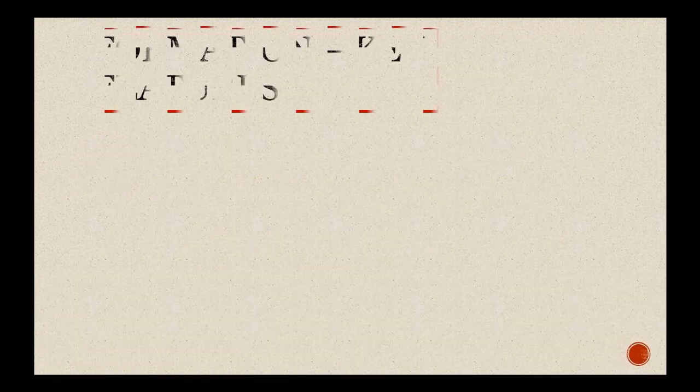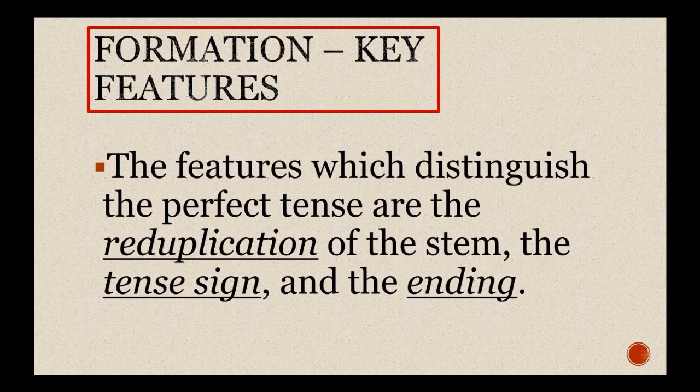All right, the formation of the perfect active indicative. Most of this is in your notes, so you should have that before you. We'll add a few things to it though. The features which distinguish the perfect tense are the reduplication of the stem, and then the tense sign, and then the ending. The tense sign is the kappa, and all those different ones I showed you. Then we have the endings, which is the subject of the action, and those are shared with the present and the future. Reduplication is the thing we're going to focus on, but that's also an indicator of the perfect tense.